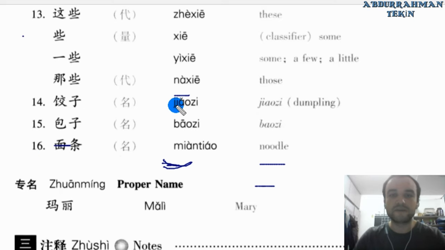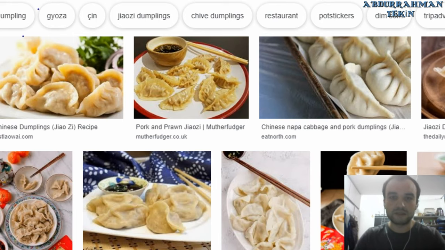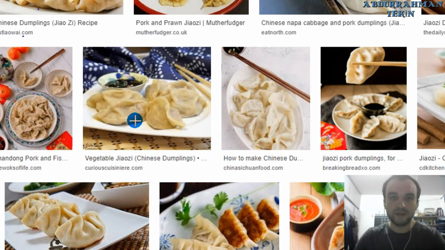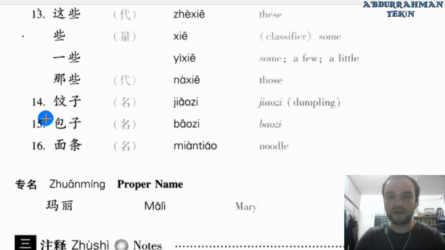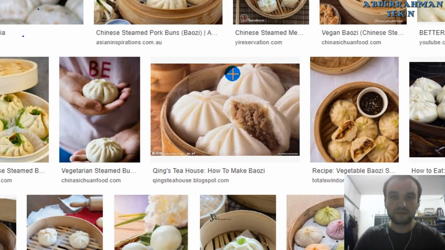And here jiaozi, and I will show you the picture again. And jiaozi is this. There can be meat or vegetables inside it. Okay. And the other word is baozi, and I will show this picture also. And this one is baozi, and also it can have vegetables and meat inside it. And I will just say baozi, jiaozi, mantou in the future in this video.